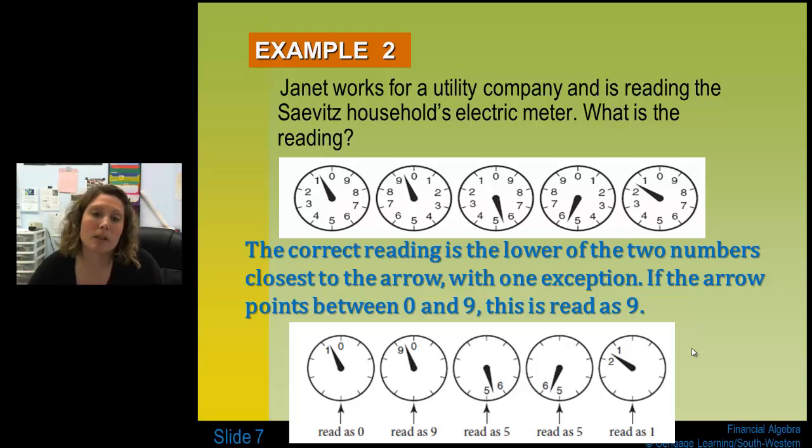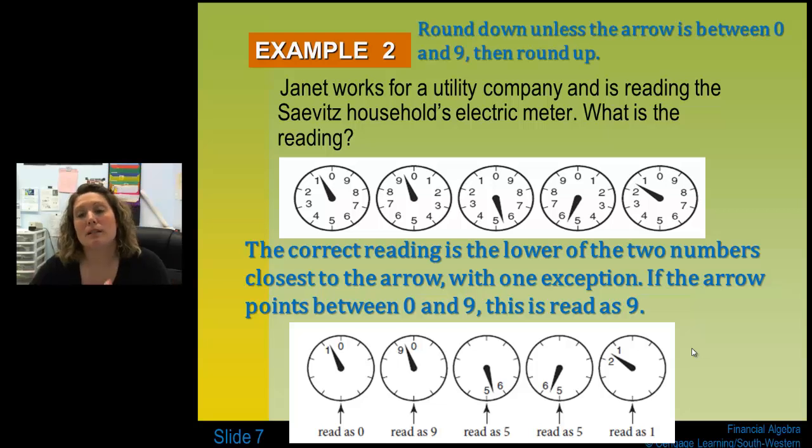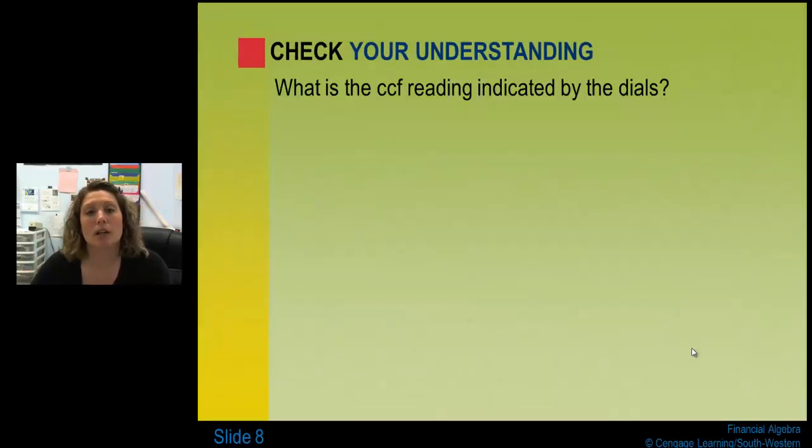The third one is between 5 and 6, so we read that as 5. The other one is also between 5 and 6, so we read that as 5 as well. And the other one is between the 1 and the 2, so that's read as a 1. So basically, we round down unless the arrow is between 0 and 9, and then you round up. Okay, so this meter reading is 9,551 kilowatts per hour.